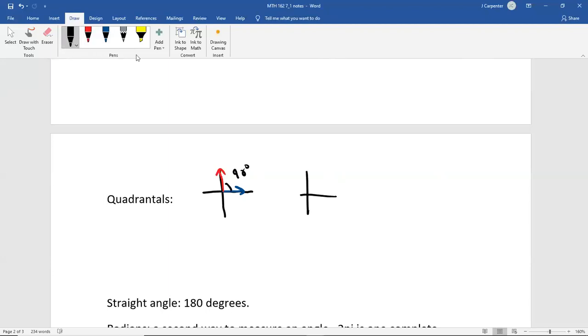Let me describe the swing. The second quadrantal will be initial here and then terminal here. So we have swung from the positive x-axis over to the negative x-axis, and that is 180 degrees. That's our turnaround, also known as a straight angle. You can see that definition down there.